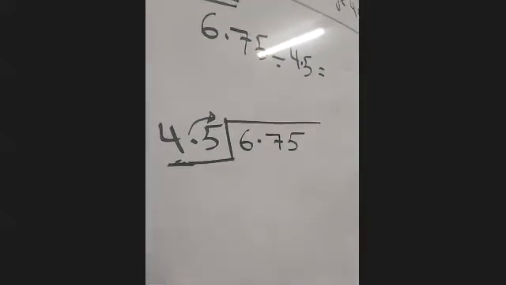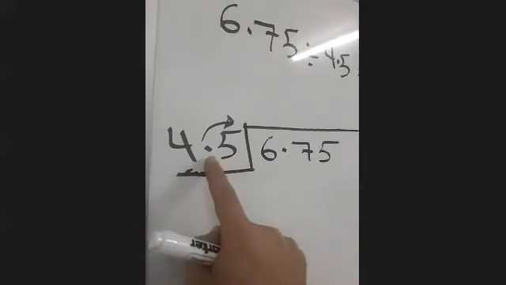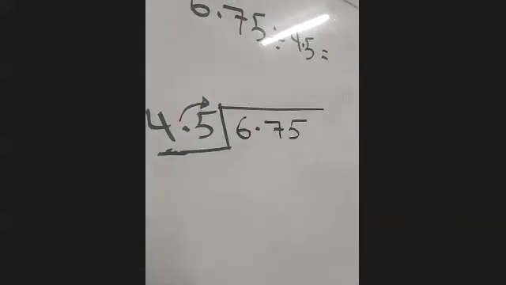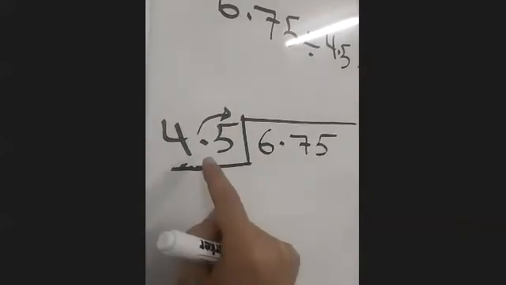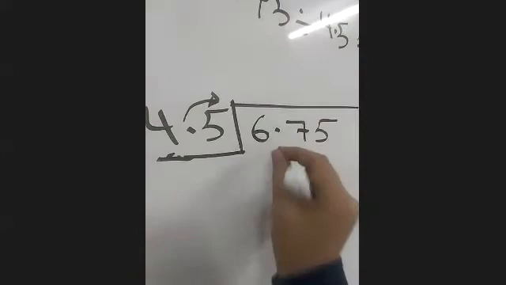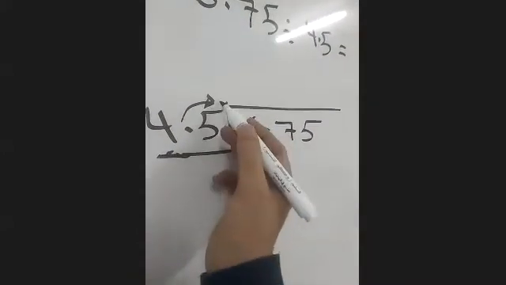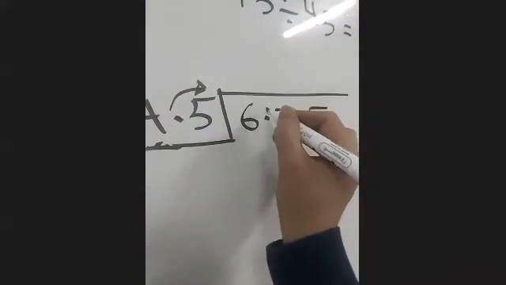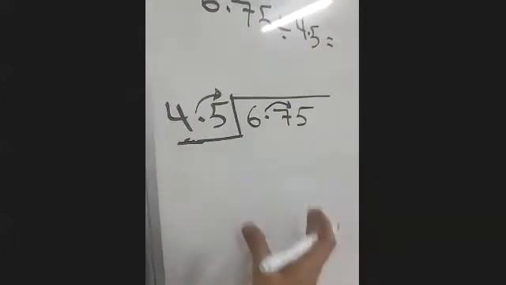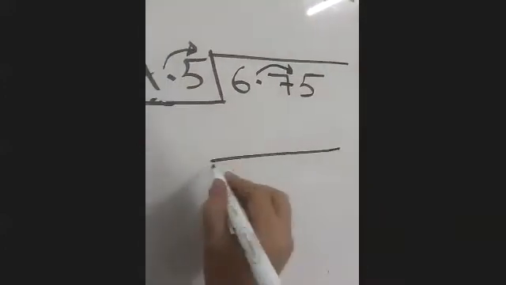But in the division here, guys, if we do something here, we will do the same thing here. If we do something in the divisor, we need to do the same thing in the dividend. Here I'll push one digit, so here I'll push also one digit. Now we have new numbers.